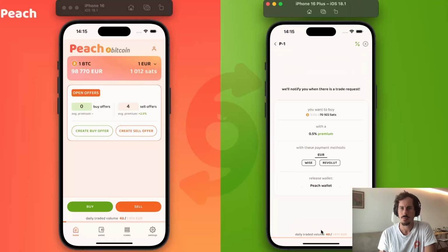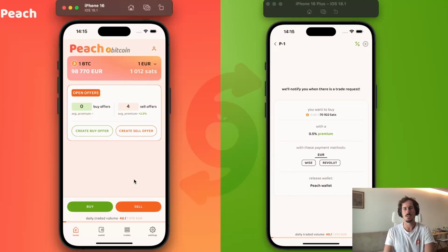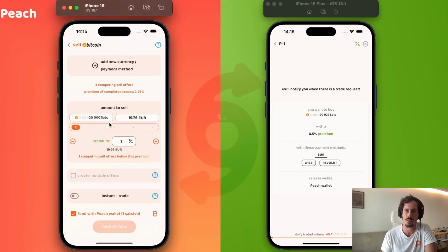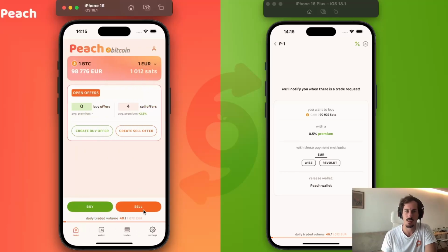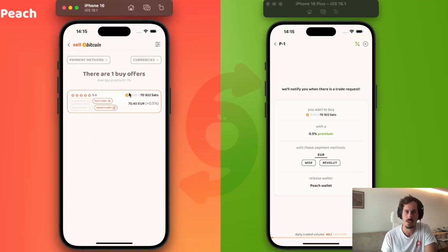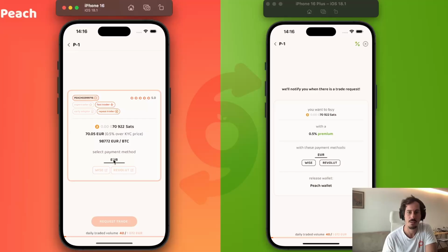So he announces that. And then the seller, let's imagine the seller is like, okay, I need to sell some Bitcoin. I'm in a bit of a hurry. Let's see, instead of me announcing the Bitcoin I want to sell, let's see if I can sell already to a buyer. Okay, I have a buyer here, he has a very good rating, and he's willing to pay 0.5% premium. He wants to buy 71,000 sats approximately. Okay, the seller is like, okay, euros, Wise, and Revolut.